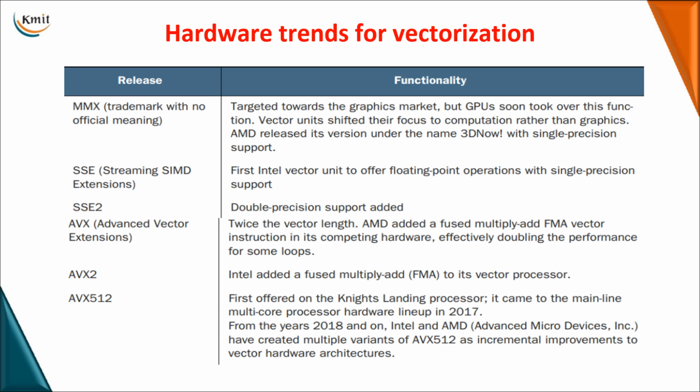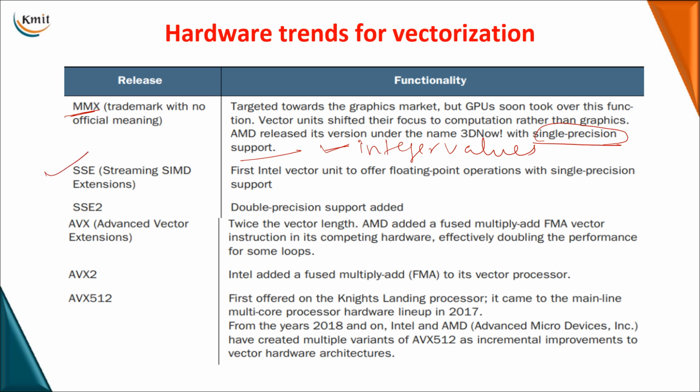Now we'll move on to the next topic where we'll see the different hardware trends that have been developed from the start in order to go for vectorization. And why am I going for vectorization? In order to implement parallel processing. The first hardware unit was MMX, and it doesn't have any full form. It focused on single precision values, basically integer values. So if I want to perform the same operation on multiple values, it was for integer values. Later on they moved to floating point with single precision.